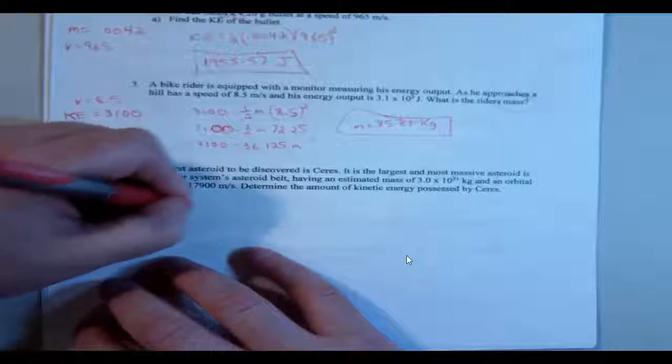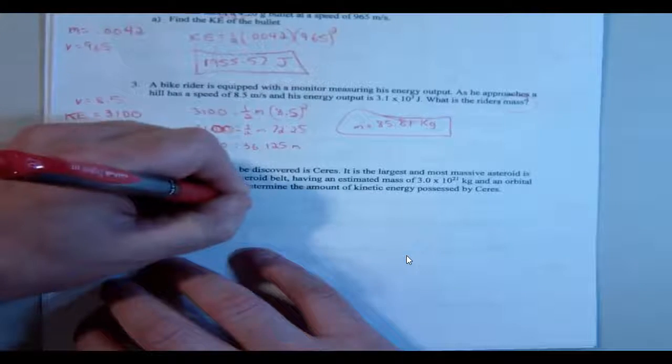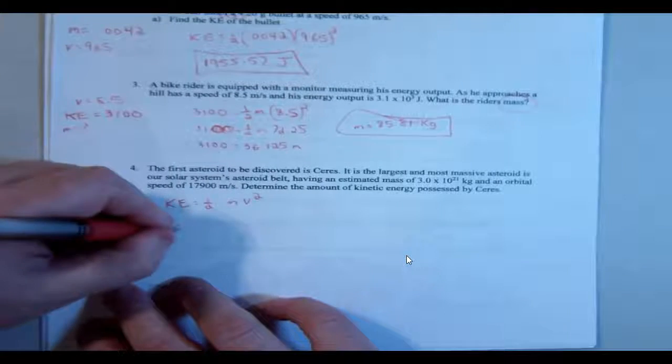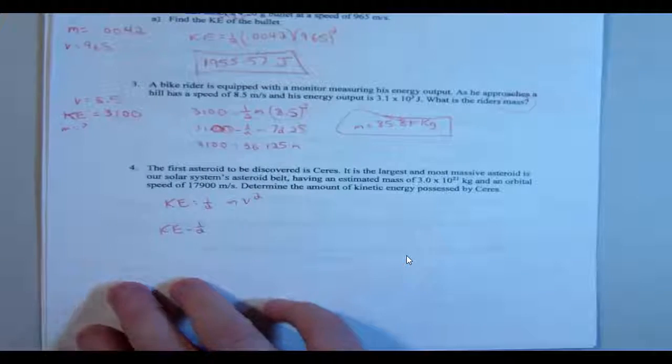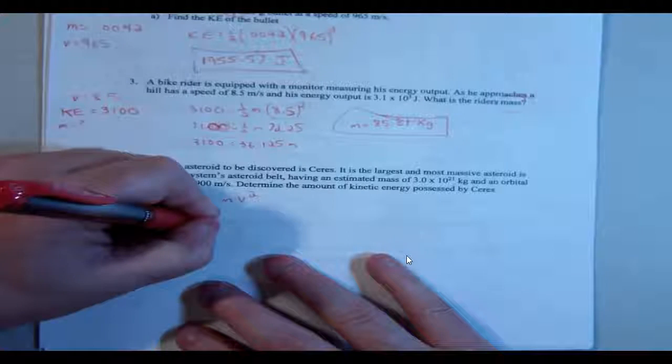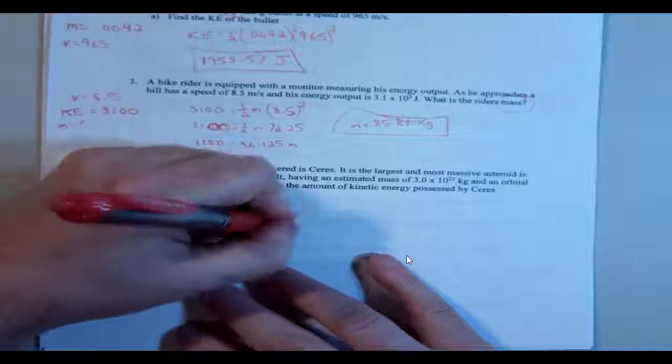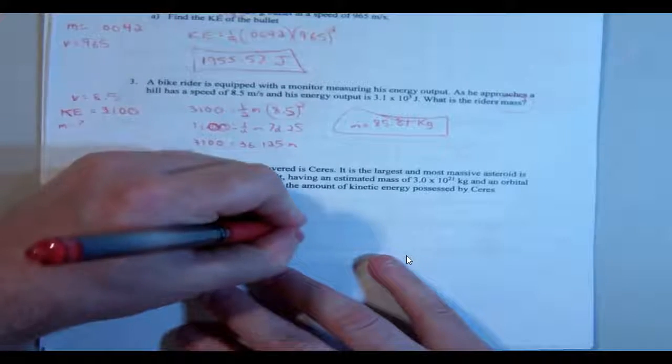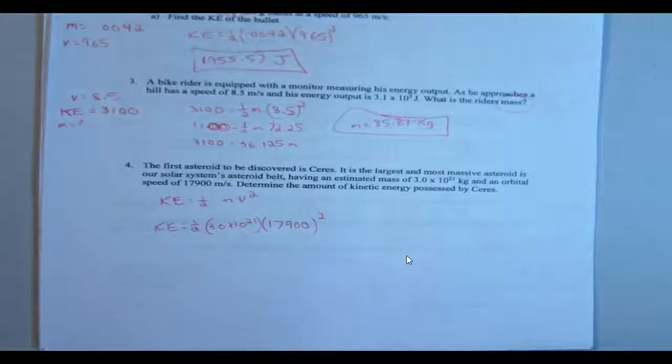Kinetic energy equals 1/2 times mass times velocity squared. I'm leaving this in scientific notation because it's huge, and I don't want to mess with this number. So, 3.0 times 10 to the 21 times 17,900 quantity squared. So we got everything we need. We just have huge numbers. So you're going to have to use a scientific calculator for this one. There's no way around it, right?